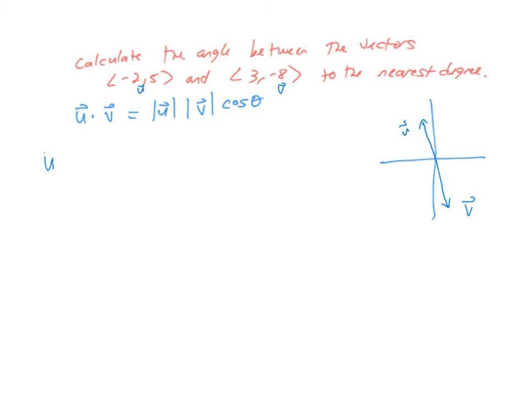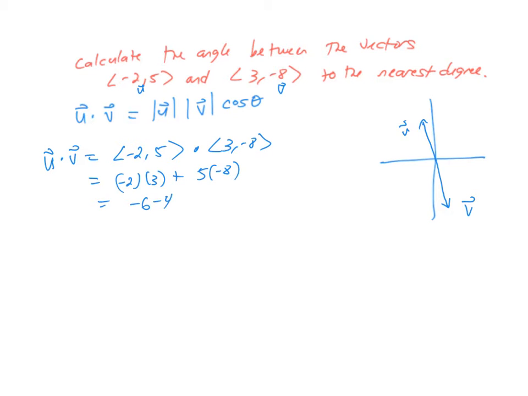Let's figure out what u dot v is. We'll work on the left side first, and we're going to use the formula in component form. So we have -2, 5 dot 3, -8. We're going to multiply the x components, so we have -2 times 3, and we add that to the product of the y components, 5 times -8. So it'll be -6 minus 40, which is -46. This is u dot v.